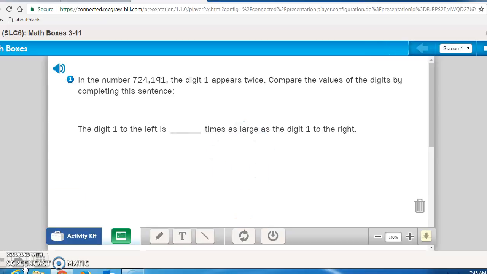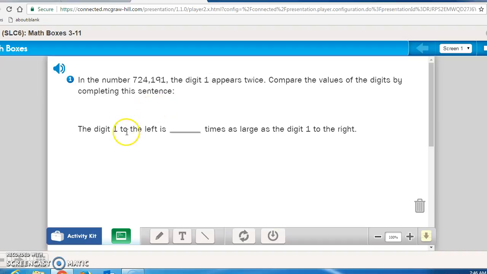In the number 724,191, the digit 1 appears twice. Compare the values of the digit by completing the sentence. I want you to go to Math Journal, page 97. This is the first math box instruction. So pause the recording now, go to Math Journal, page 97 so that you can do this with me.